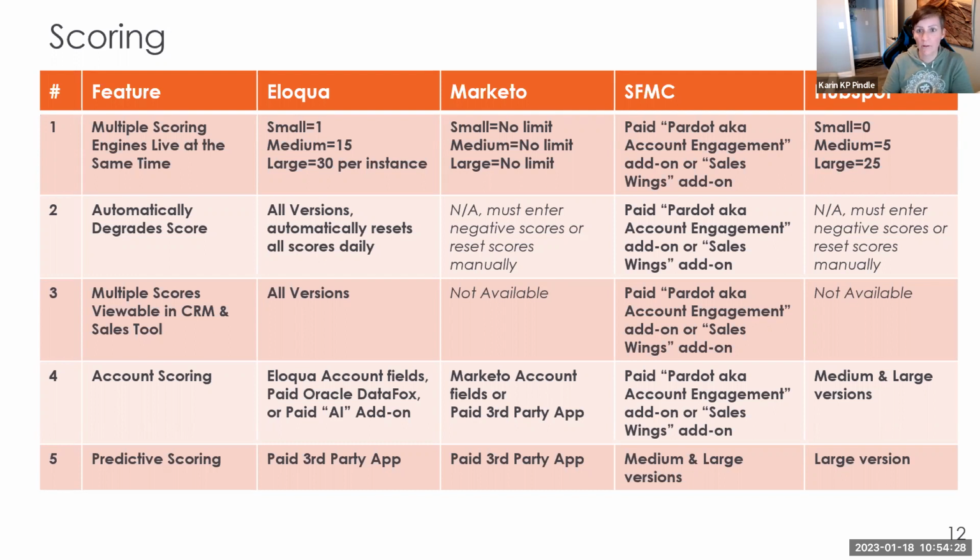Marketo is similar to Eloqua. You can score off their account fields, or you can use a paid third-party app. And then HubSpot, they actually do have account scoring included with their medium and large versions, which is pretty cool.